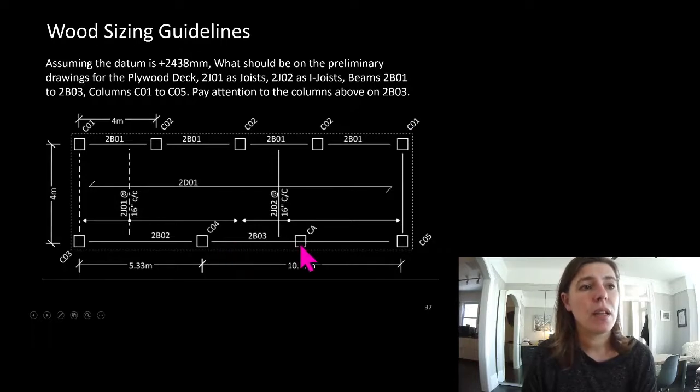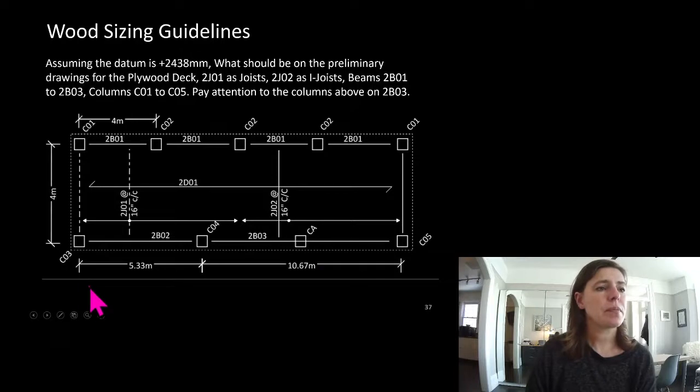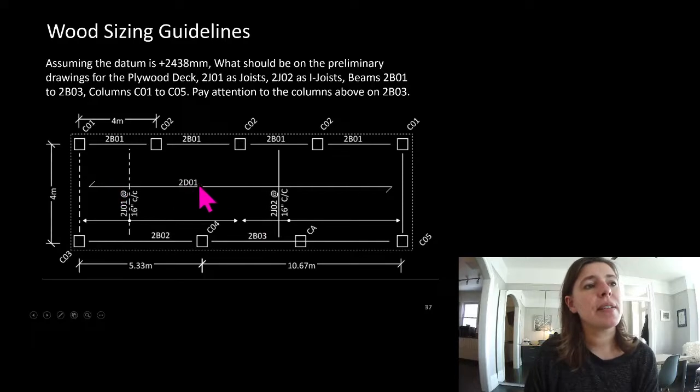So look at this. 2B03 has a column above here. This span seems to be 5.33 meters. This span seems to be 10.67 meters. On this side, each one of these spans is 4 meters. And this dimension is 4 meters. They've told us our deck spans like this.